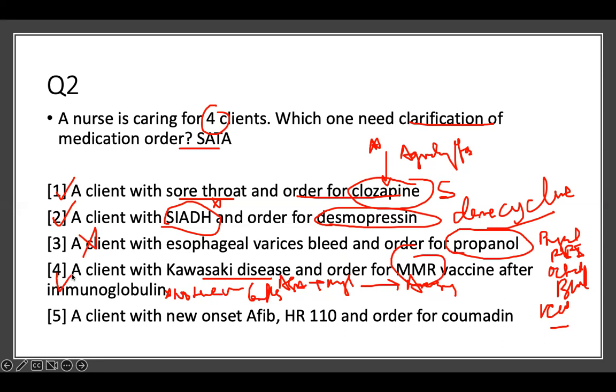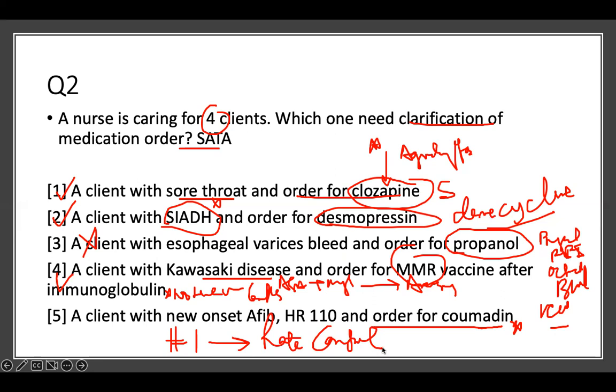A client with new onset AFib, heart rate 110, and an order for Coumadin. This is always a trick question. And today, if you don't know it, you've got to know. Just listen carefully. If you don't know it, this is very important. They can trick you. It's a question you should never let them take the point away from you. Anybody with AFib, the most important thing, number one, when they get AFib, is rate control. Nothing less, nothing more.